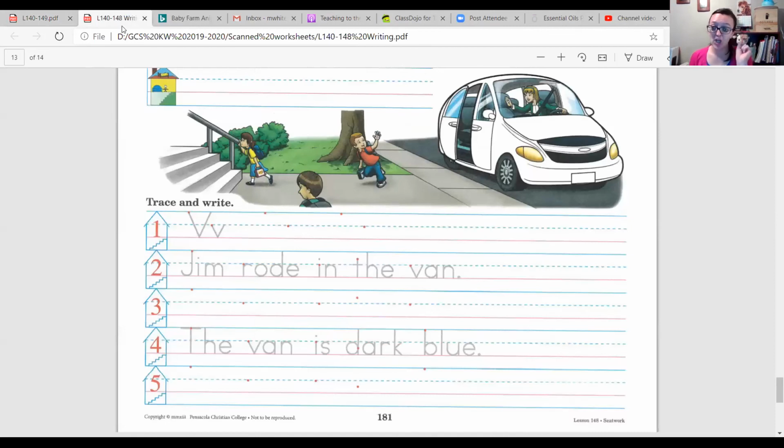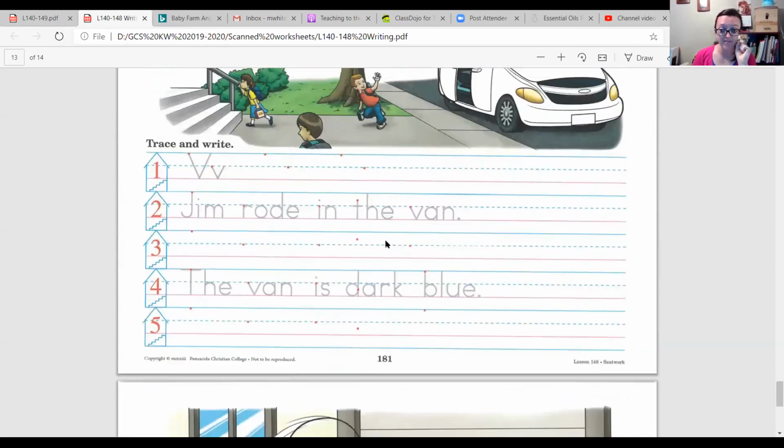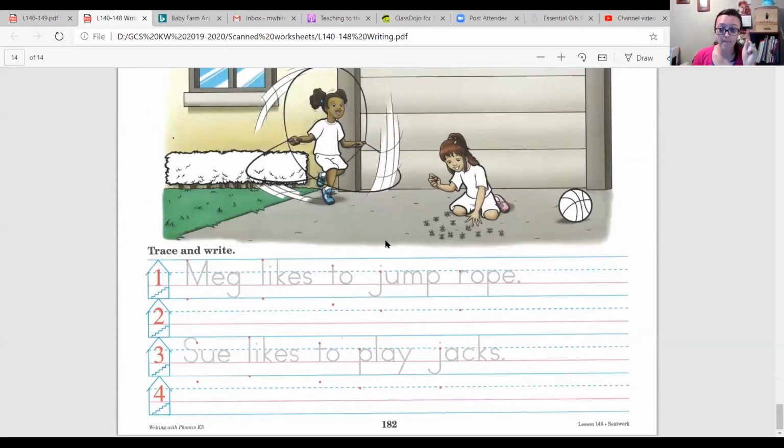Writing. You only have to do one side and you can choose. You may do the front side or the back side. You may choose. Let me say that again. You only have to do one side. You may choose front side or back side.